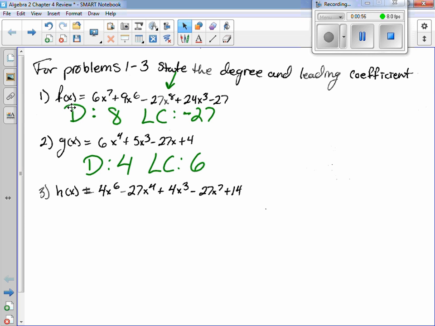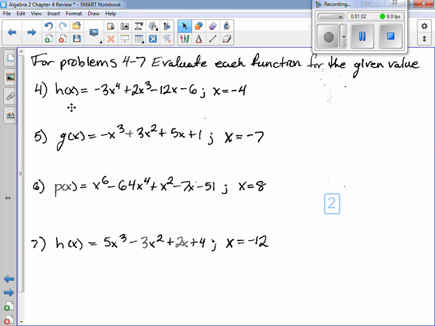So any other questions on 1 through 3? Are we good with 1 through 3? Okay. Questions on 4, 5, 6, or 7. One of those that we want to look at.